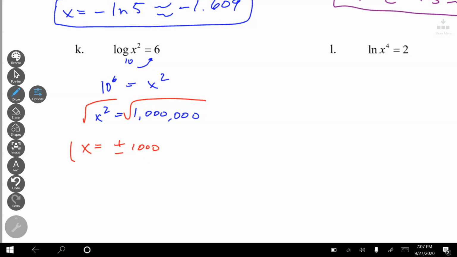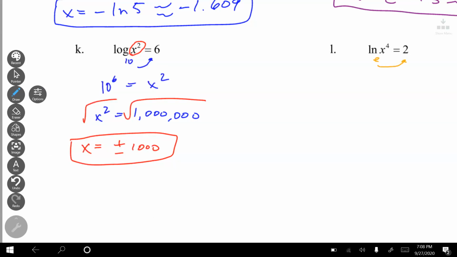Why could it be negative? Well, remember, the first thing I'm doing in this problem is squaring it. So it works out. Even though x is a negative value, I'm squaring it first, so it could be negative 1,000.